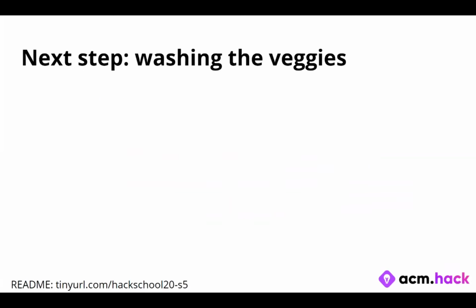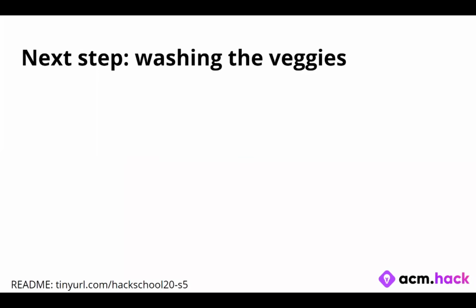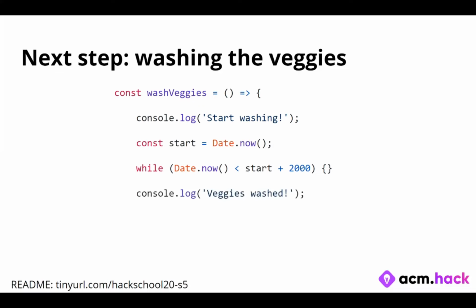We can do the same thing for washing our vegetables. Oh, can we insert wash vegetables here? Yes, we can, but remember that we have a different function for washing our vegetables. We are doing a very similar implementation. We tell ourselves, okay, we've started washing now, and then we create a date object of the current time, and keep checking whether or not 2 seconds have passed, or 2000 milliseconds. And then we tell ourselves, yes, veggies washed.